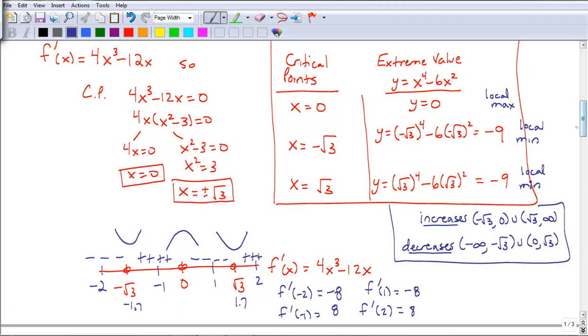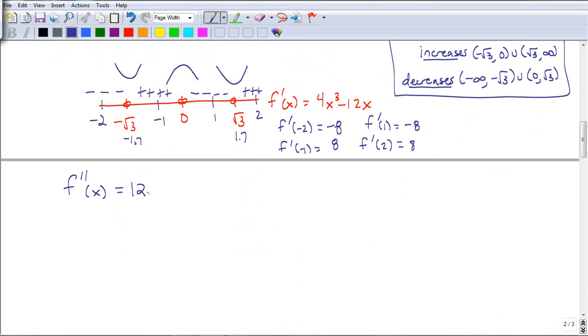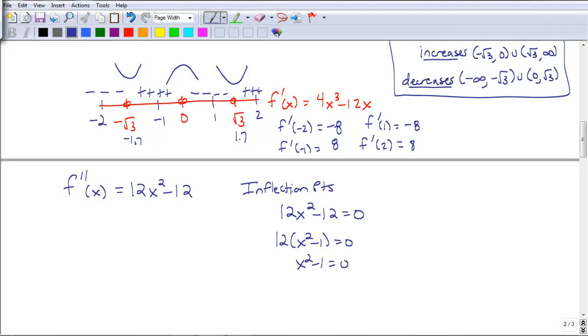4x cubed minus 12x is the first derivative, so the second derivative is 12x squared minus 12. That's defined everywhere, so to find my inflection points, I have to set the second derivative, 12x squared minus 12, equal to 0. And I can factor out a 12, and I get x squared minus 1. So x squared minus 1 is 0, x squared is 1, or x is plus or minus the square root of 1, which is plus or minus 1. Those are my inflection points.